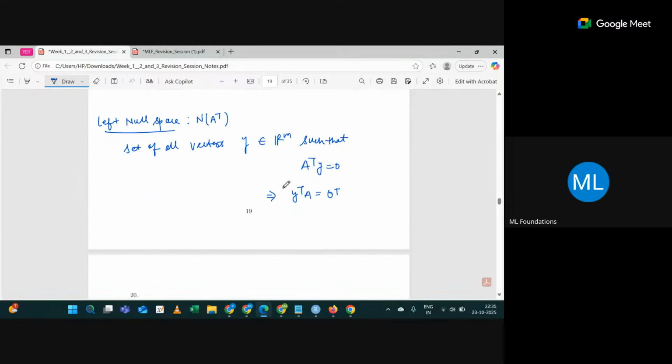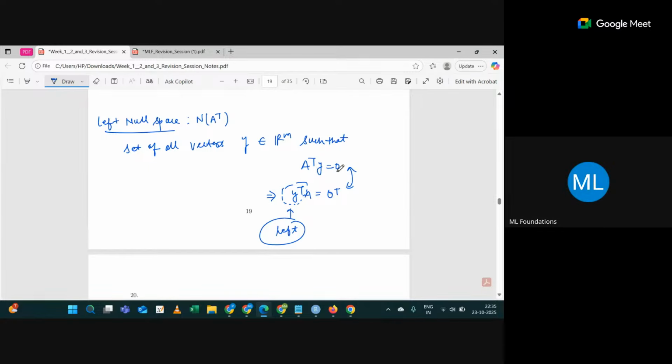So why is it called the left null space? Because this y acts on A from the left side. I'm not going into too much detail because it's just a revision session. I'm quickly covering the concepts, and we'll try to solve some. Is it not possible to write A transpose y? No, it's not like that. We are going from here to here by taking transpose on both sides.